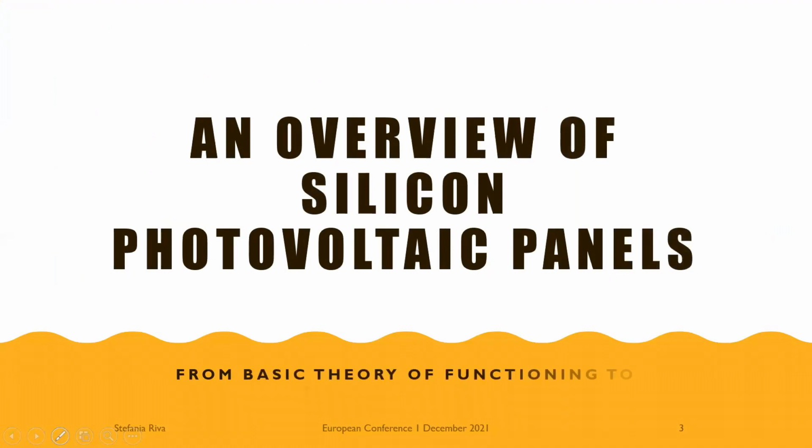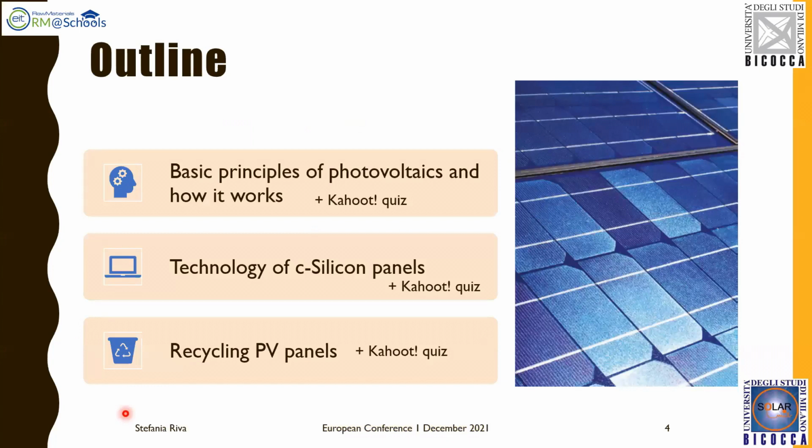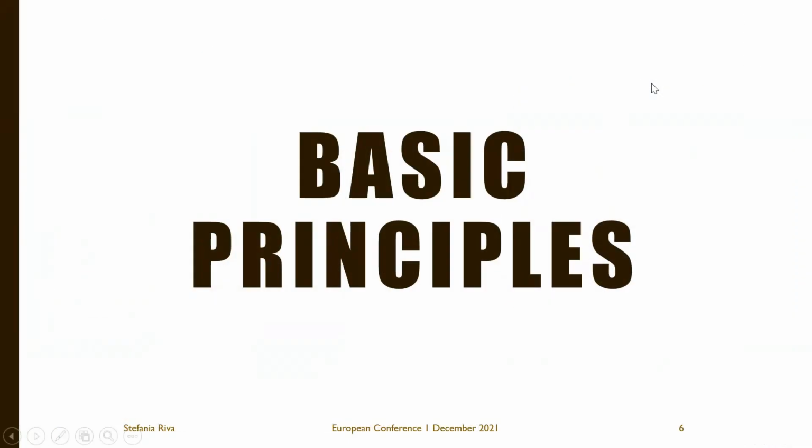But the discussion of today is the overview of silicon photovoltaic panels from the basic theory of functioning to their end of life. The outline of this presentation is as follows. There are three different parts. The first part is the basic principles of photovoltaics and how it works. The second part is the technology of the crystalline silicon panels. And the third part is the recycling of PV panels. So we start with the basic principles.